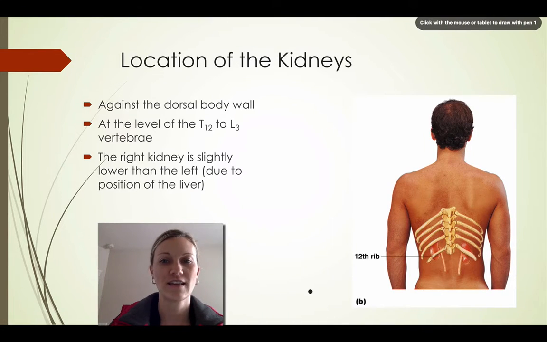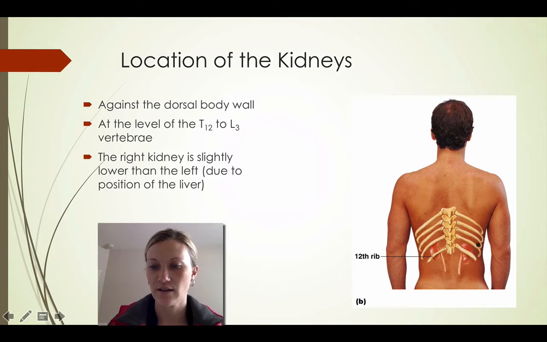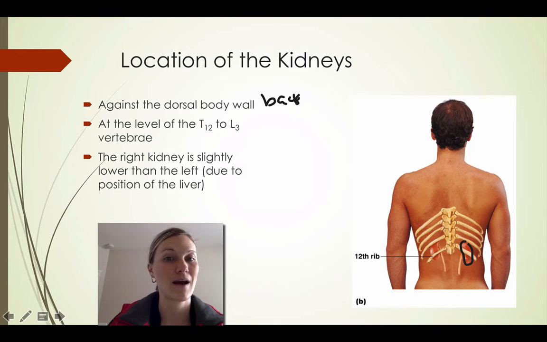So for the location of the kidneys, here's a posterior picture of this person, and it shows you where the kidneys are. They're basically where your 12th rib is. They're against the dorsal body wall, which means that they're towards the back of the body. They're at the level of T12, remember, that's the thoracic vertebrae, to lumbar 3 vertebrae. And then the right kidney is slightly lower than the left due to the position of the liver.